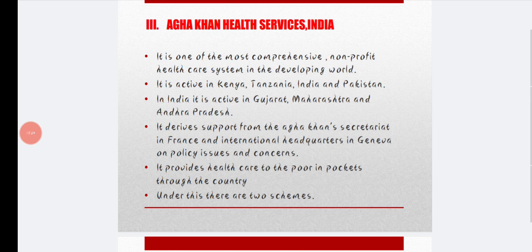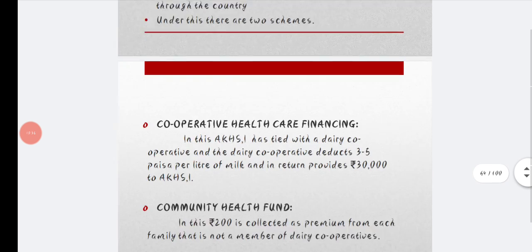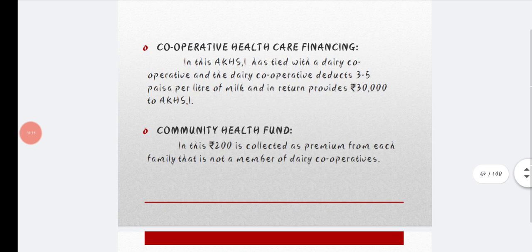Next, there is Aga Khan Health Services India, given mainly in Gujarat, Maharashtra and Andhra Pradesh, and it is for poor pockets throughout the country. Under this, there are two schemes: cooperative healthcare financing, that covers 30,000 rupees, and the community health fund, with a premium of 200 rupees. Okay.